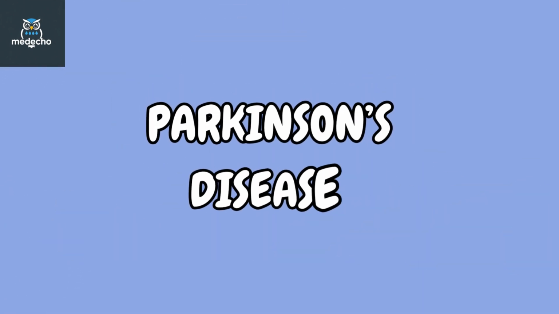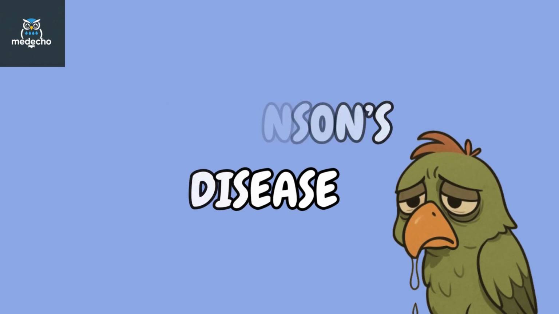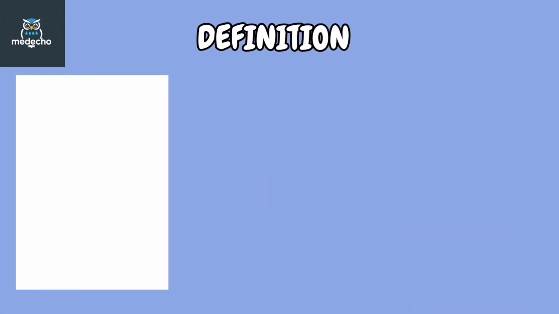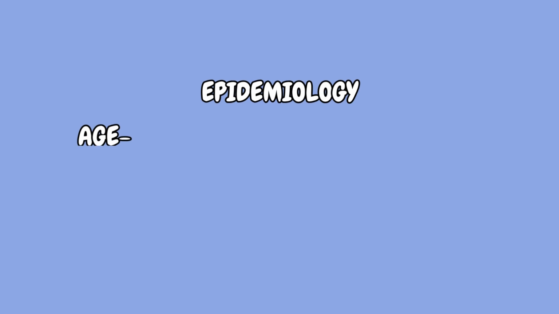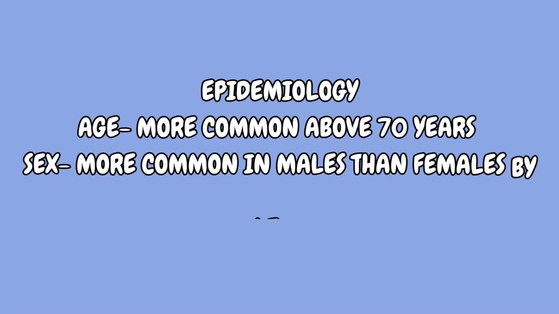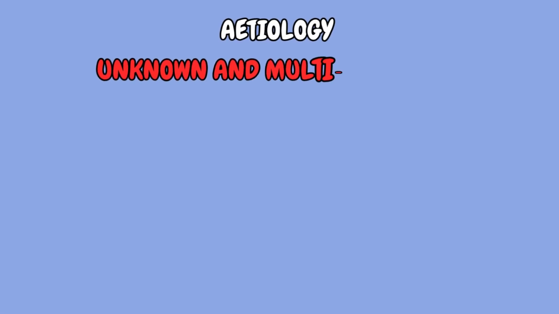Today we will be discussing Parkinson's disease. It is a chronic, progressive, neurodegenerative disease characterized by degradation of the neurons that produce dopamine in the brain. It is more common above the age of 70, and it occurs more in men than women with a ratio of 1.5 to 1. The cause of Parkinson's disease is unknown, however there are many risk factors.